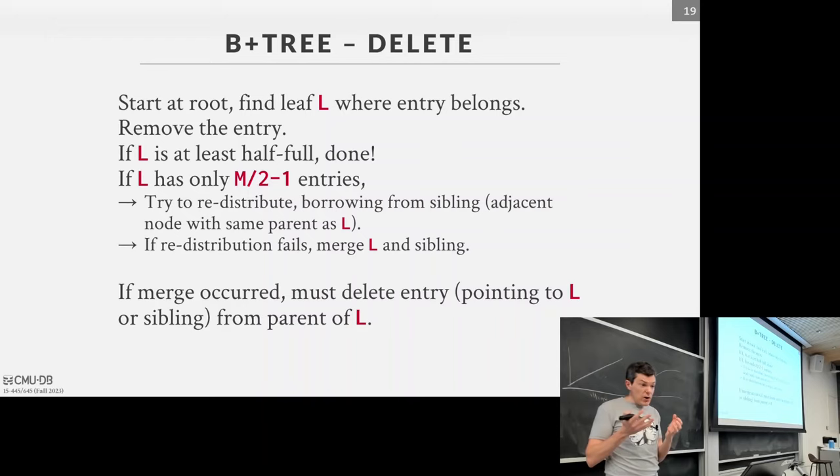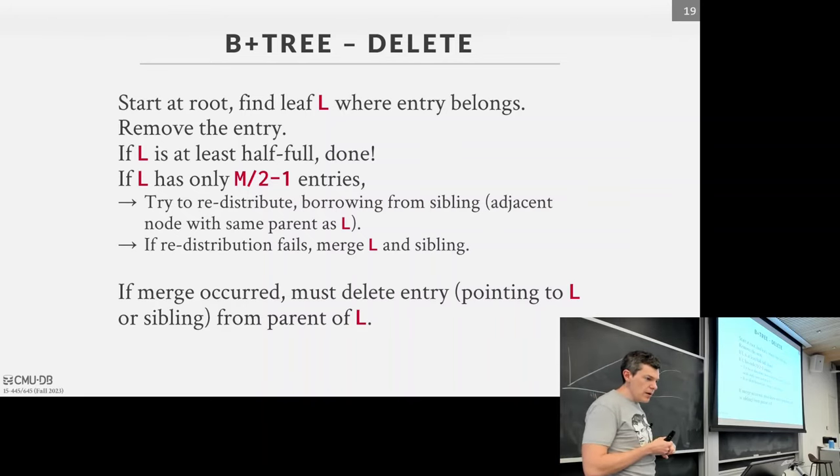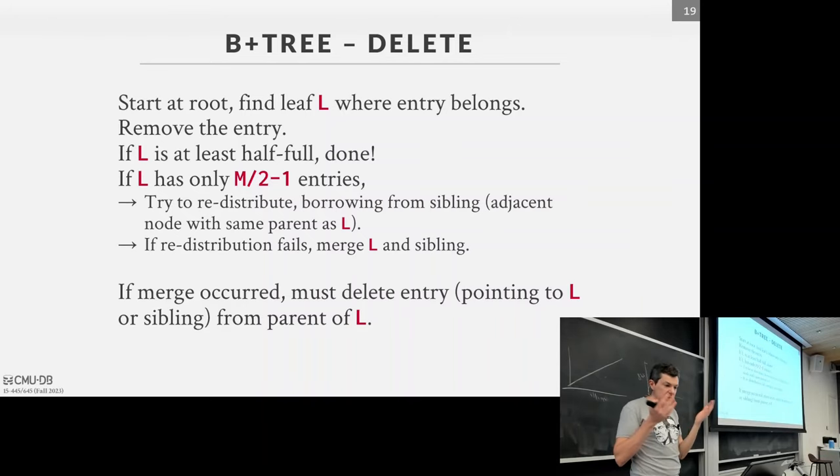The first thing we try to do is redistribute, meaning follow the sibling pointers, find another node at the same level as us, and steal one of their keys, as long as they don't become unbalanced. We may have to tweak the parent node, the guidepost, the split point. But it's not that expensive because we would already have the latch for it, which we'll cover next time.